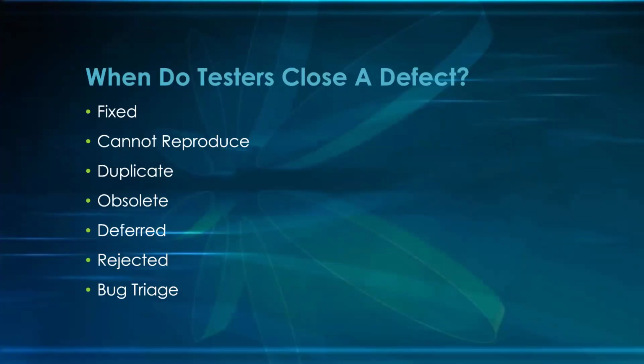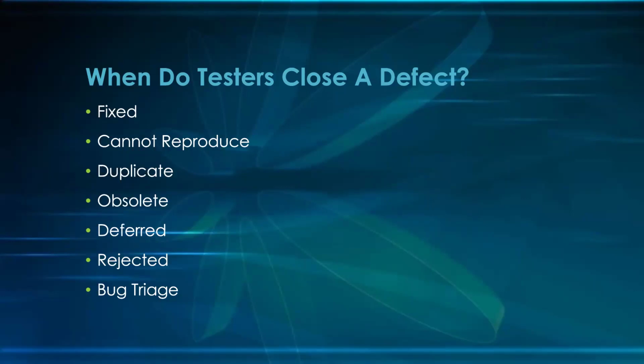So when you close a defect, this is another life cycle. When do testers close a defect? When it's fixed. Like I said earlier, once you've tested it and it's fixed, you can close this defect. Another reason why testers close a defect is that it cannot be reproduced, which is also what we are saying. Sometimes when a defect is rejected, you close it. So for some of these reasons, this is why it can be closed. When it's fixed, you close it. When it cannot be reproduced, you close it. When it's a duplicate, you close it. When it's obsolete, you close it. When it's deferred, you close it. When it's rejected, you close it.